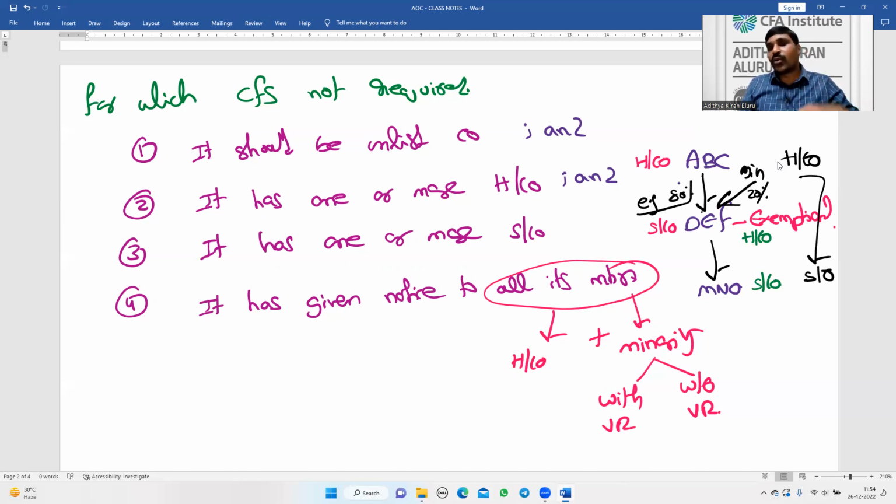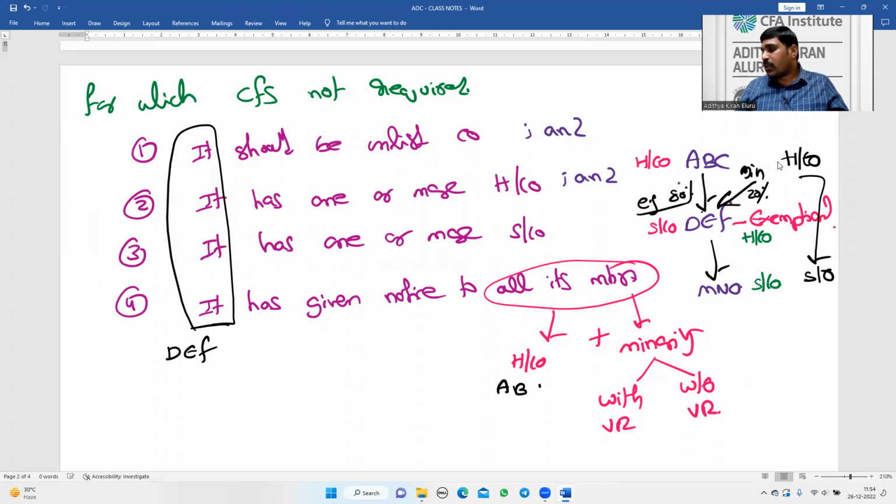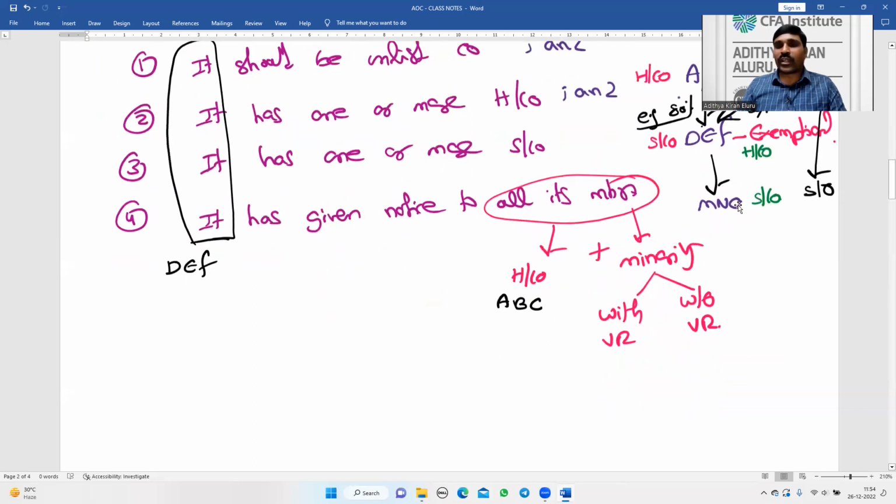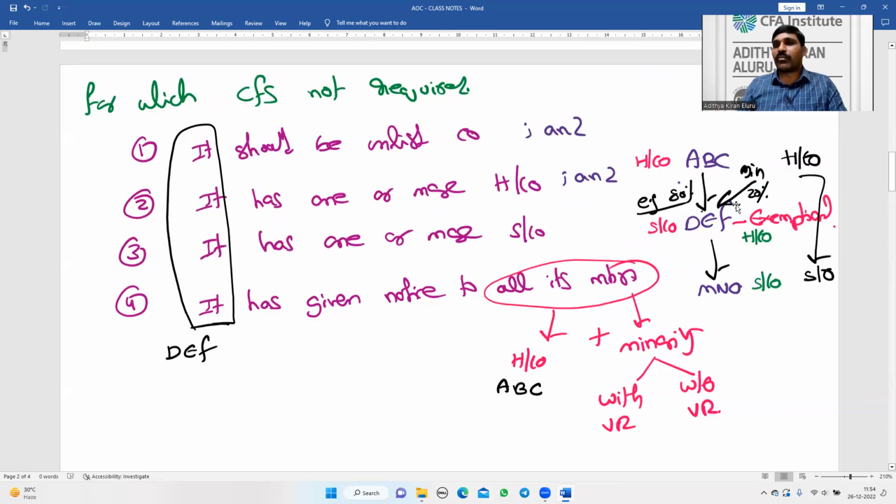So DEF has to give notice to ABC. I'm talking about exemption for DEF. So who is holding DEF? ABC is holding DEF. So DEF has to give notice to ABC as well as to other minority shareholders. These minority shareholders may be with voting rights or without voting rights. It has to give notice to all its members.